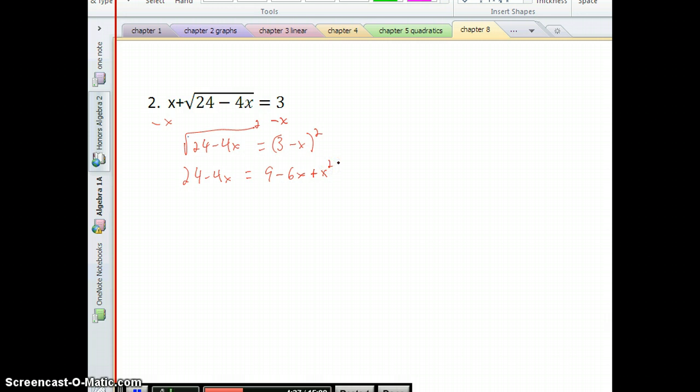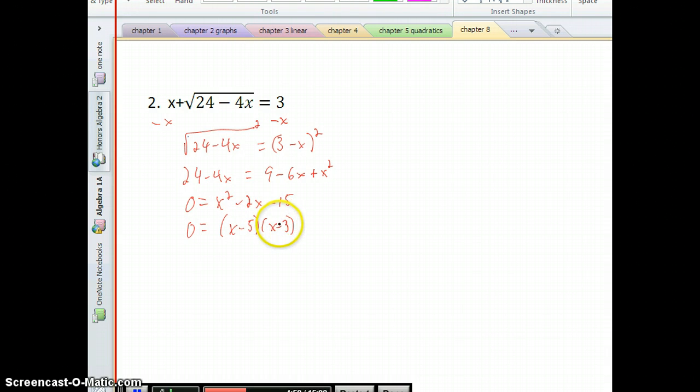Okay, so again, it's quadratic, so we want to get it all equal to 0. Since the square is positive on the right side, I'm going to go ahead and leave it there. Now if we add 4x to both sides, we get negative 2x, and if we subtract 24 from both sides, again we'll get negative 15. So this should look very familiar. We just solved this equation.